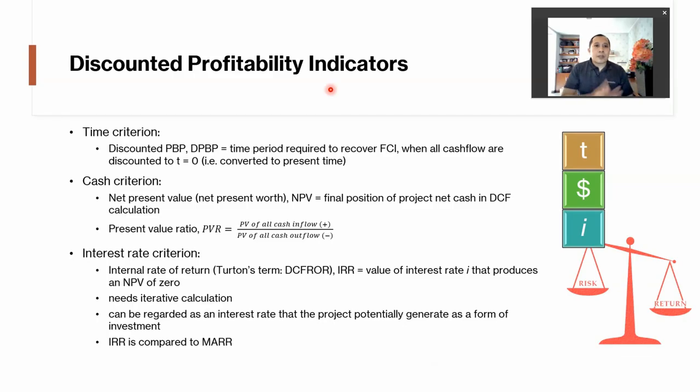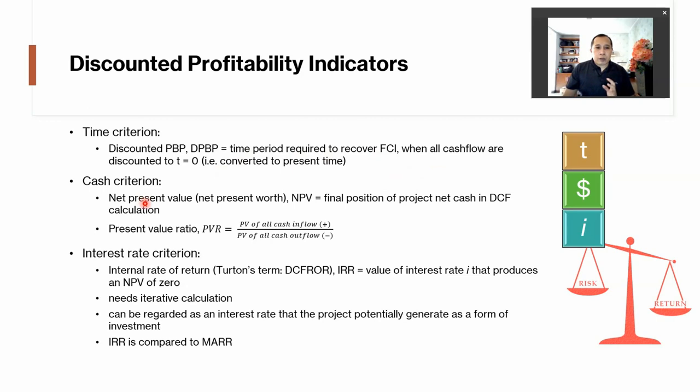And as usual, these indicators involve three criteria: time, cash criteria, and interest rate criteria. So for time criterion, we have what is called a discounted payback period. This would be the discounted version of what we have seen in the previous segment, which is the regular payback period or payout time. So same thing, but you calculate it using a discounted cash flow. The definition is the same, which is the time period required to recover FCI sub L when all cash flow are discounted to T equals 0. So in other words, converted into present time.